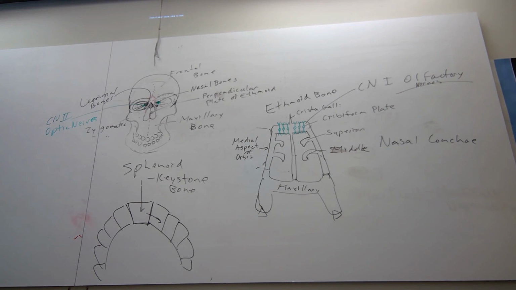Did everybody hear me? So the sphenoid bone, the keystone bone, which is a key bone of the skull, attaches the occipital bone and the temporal bones to the ethmoid bone and the frontal bone.